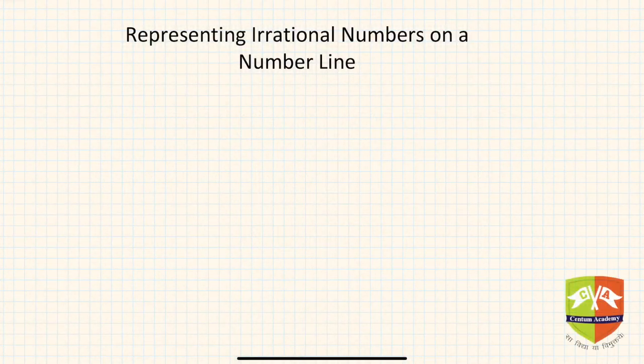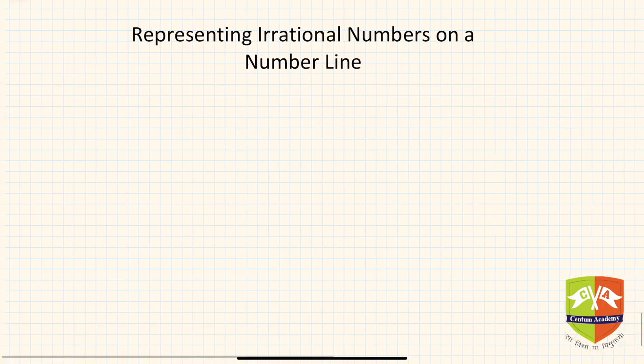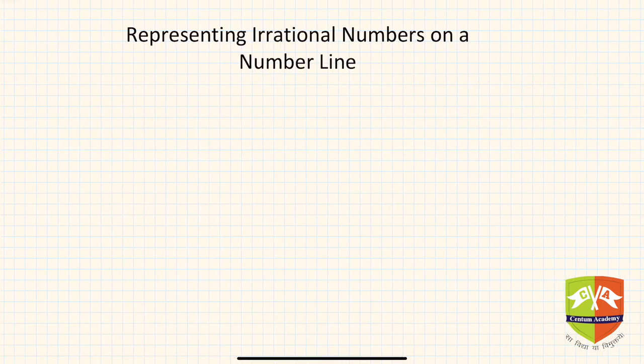Hello folks, today we are going to understand how we represent irrational numbers on a number line. Before we start, we first understand what a number line is. In your previous grades, you would have studied that if I have a line, I can represent all the numbers on a number line. Let us say this is a line, and we can represent all the numbers known to us on it.